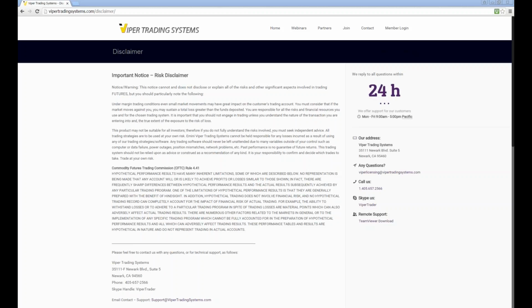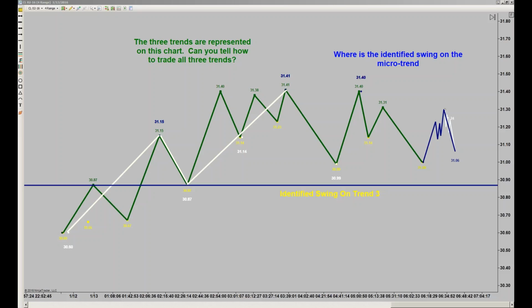Okay? Now I'm going to ask you a few questions. I'm going to show a chart here in just a moment. And just at the blink of an eye, I want everybody to tell me what trend we're in. Uptrend, downtrend. Even if it's sideways, I still want to know if it's an uptrend or a downtrend. Here we go. Uptrend or downtrend? Very good.